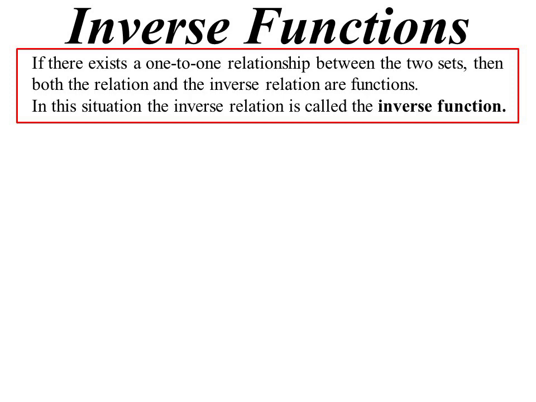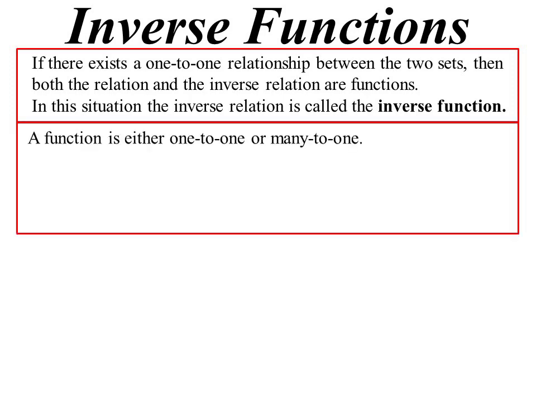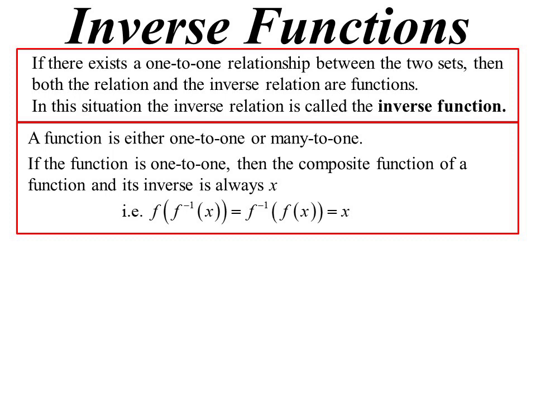Now, a function can either be one-to-one or many-to-one. Now, if it is one-to-one, then the composite function, so when we substitute the inverse into the function or the other way around, we should always get the answer x, because the inverses cancel each other out, if you like.